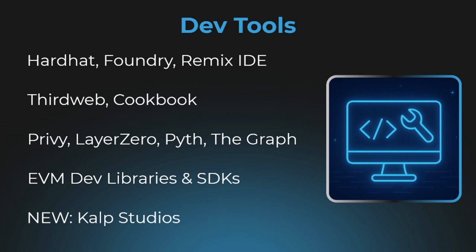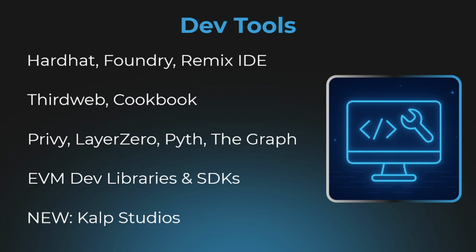Then there are other tools like Privy, for example, for account abstraction with social login, or LayerZero for cross-chain implementation of tokens or DeFi protocols. Then we have Pyth for oracles, and The Graph also. You can run your own Graph node and use it for indexing.